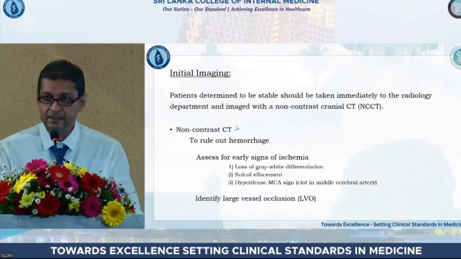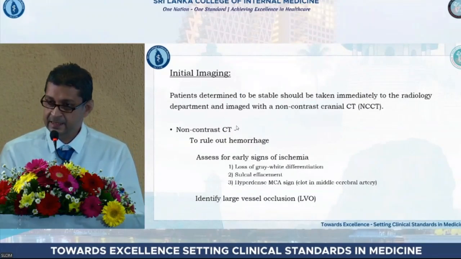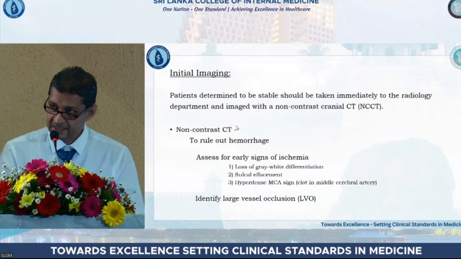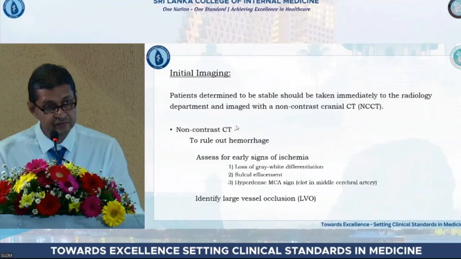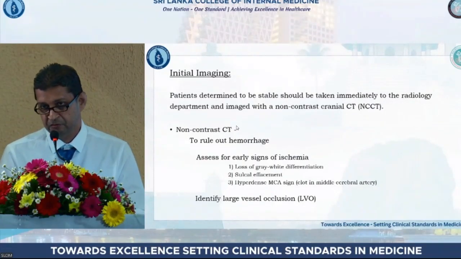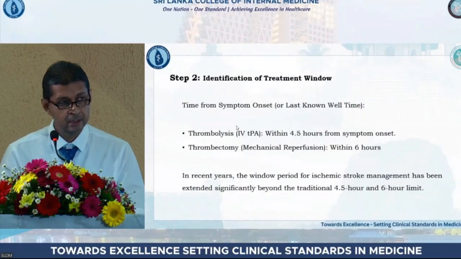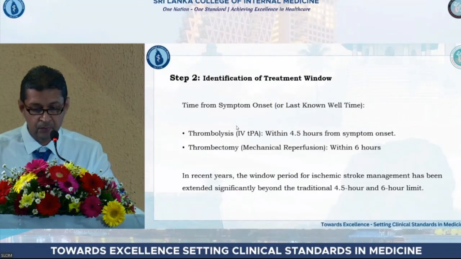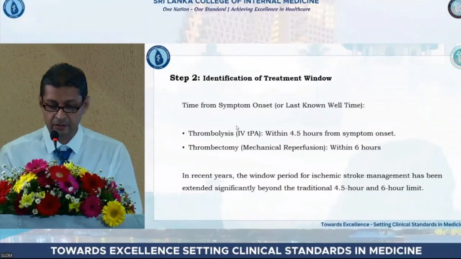In addition to that, non-contrast CT can assess early signs of ischemia, and sometimes it will be helpful to identify large vessel occlusions, but we need to arrange a CT angiogram if we want to confirm large vessel occlusions. The major important step in hyperacute ischemic stroke management is to identify the patients who are within the window period.